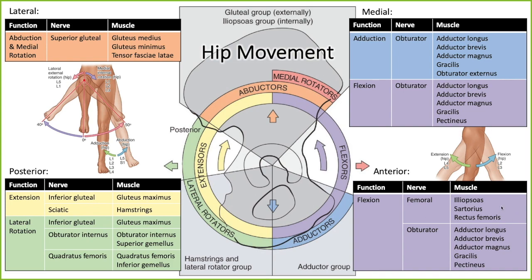The femoral gets iliopsoas, sartorius, and rectus femoris, and then the obturator again is getting these more medial. These are more associated with the medial compartment, but they have a little bit of the anterior flexion as well.